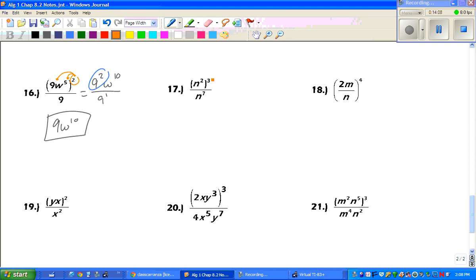Okay. Number 17. Distribute first, and you get 9 to the 6th over 9 to the n to the 7th. Sorry, n, not 9. Okay. Well, who wins, top or bottom? The bottom wins. So 1 on the top, and an n on the bottom.